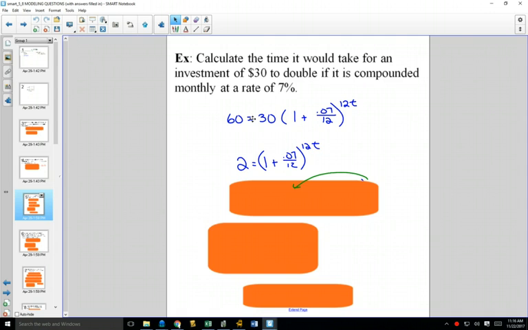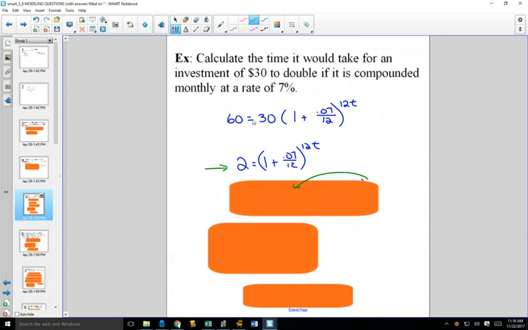And the really cool thing about this, well, this mathematically is really fascinating, is if you started with $300, to double, it would be $600. But if you divided both sides, you would still get this equation, 2 equals. If you started with $1 million, doubled it would be $2 million. But if I divided both sides by 1 million, I would get 2.